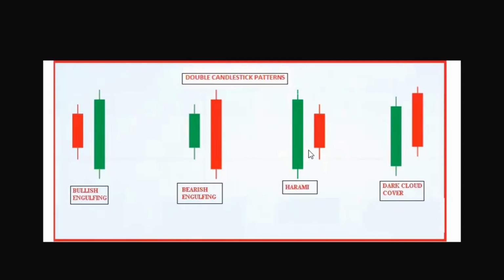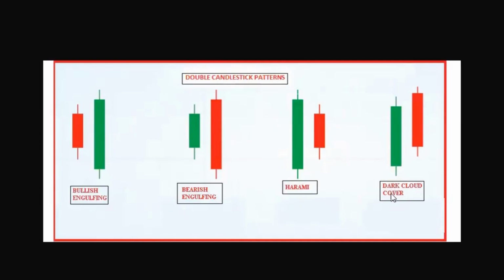Now similar kind of things happen over here. This Harami pattern, a good green colored candle, and then a slightly red colored candle, but as you can see there is this gap down. Now to explain this particular pattern without any context of the chart is very difficult. So we'll just skip this particular pattern because there is no context and it won't really make any sense.